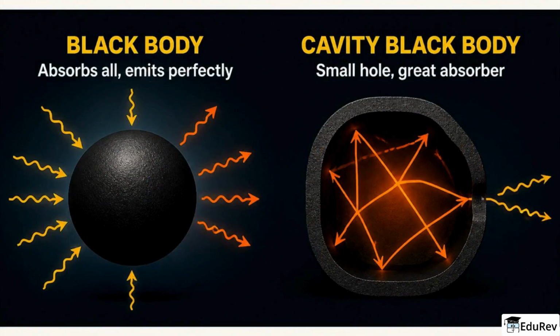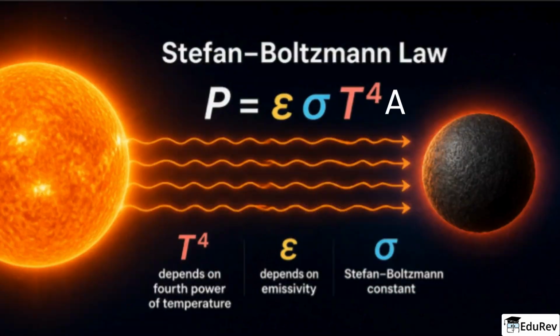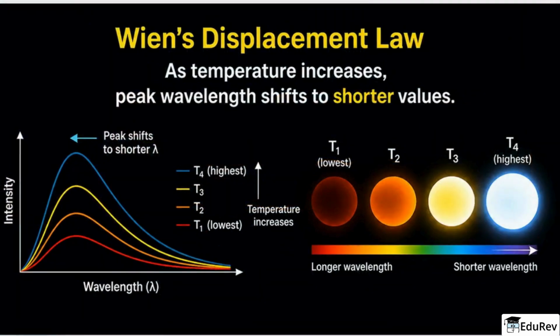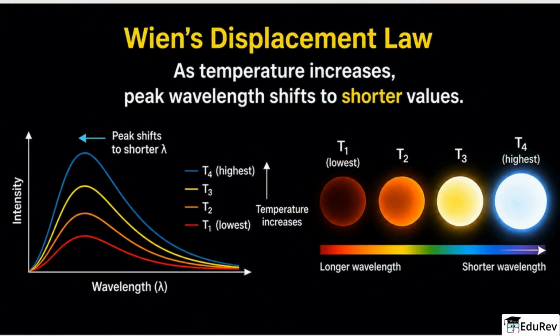A perfect black body absorbs all incoming radiation and is a perfect emitter too. And a small cavity with a tiny opening makes a good black body. An important rule is the Stefan-Boltzmann law, which says the rate of radiation depends on the fourth power of absolute temperature and on how well the surface emits. Wien's displacement law tells us the wavelength of maximum emission becomes shorter as temperature rises.